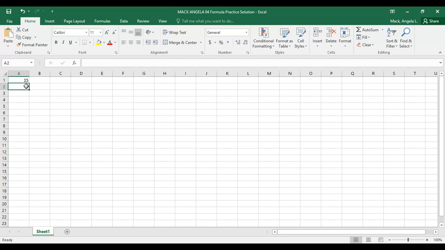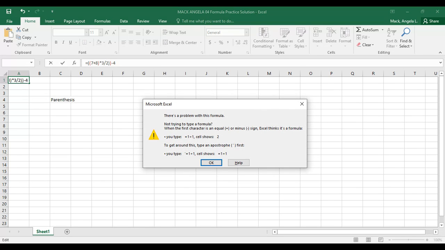My answer was 15, but I can change the order of operation by inserting parentheses because parentheses are processed first in the order of operations. So the activity calls for me to place two parentheses before the 7, close parentheses after the 8, and close both parentheses after the 2. I'll then press enter. Oops.